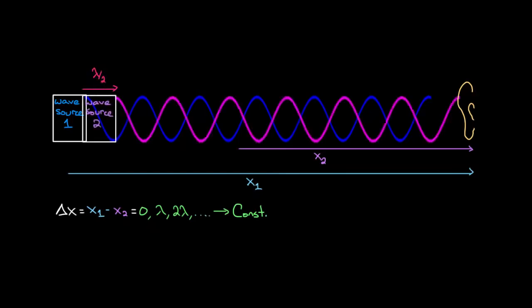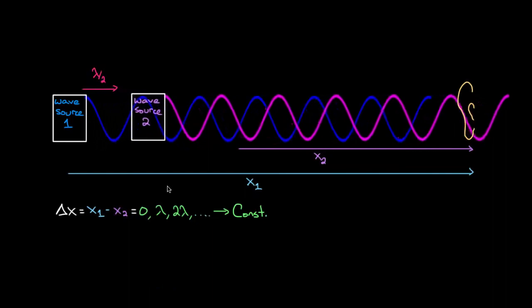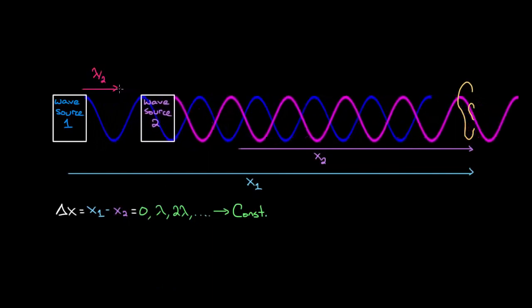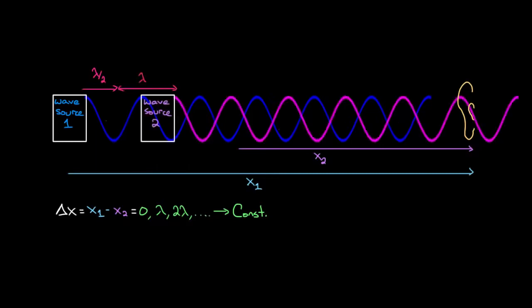But that's not the only option. I can keep moving it forward. Let's just see, that's constructive. My next destructive happens here, which was an extra this far. How far was that? Let's just see. That's 1 wavelength. So notice at this point, wave source 1 is having to go 1.5 wavelengths further than wave source 2 does. So let's just keep going.